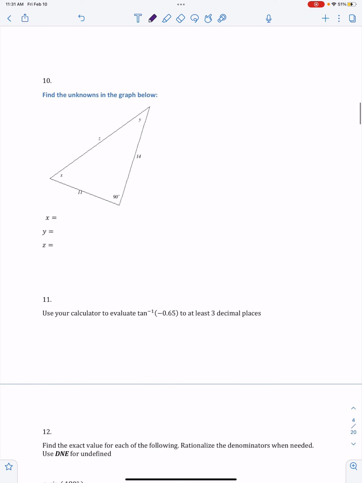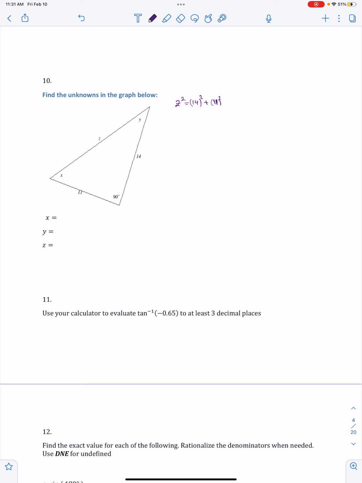Okay. Question number 10, you need to make sure your calculator is in degree mode before you proceed for this question. We need to find all of the unknowns, the angle x and angle y, and we need to find the side z, which is the hypotenuse. First, we can find side z. We can say z squared is equal to 14 squared plus 11 squared.